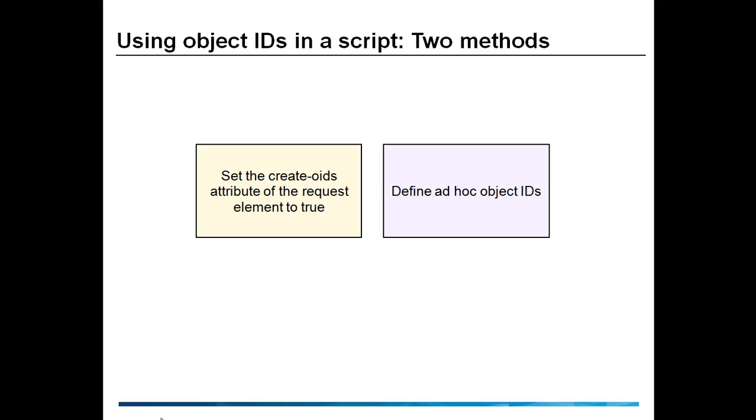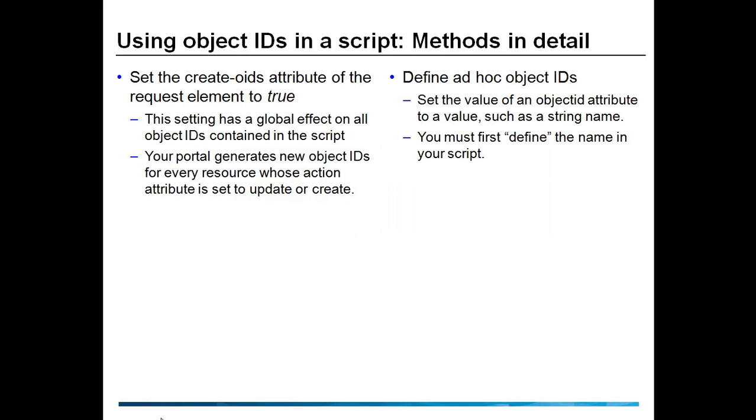Using object IDs in this script, there are two methods. Set the create OIDs attribute of the request element to true. You have to add this to true. The other one is define the ADAC object IDs, which means you are custom assigning an object ID yourself. Set the value of the object ID attribute to a value such as a string name. You must first define the name in your script. So if you say create OIDs attribute equal to true, portal will create. If you say define ADAC object IDs, you should define your own in your script.